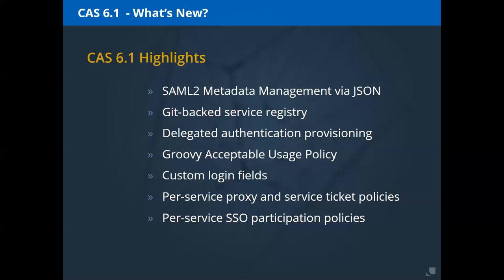Next on the list is Git-backed service registry. In this version, CAS gains an ability to store and pull JSON and YAML service registry definitions in remote Git repositories. This will be pretty useful in distributed CAS deployment scenarios with multiple nodes using JSON or YAML service registries. It will relieve the operator from relying on custom synchronization scripts to keep service definitions between nodes in sync, and let Git do its job for this task.